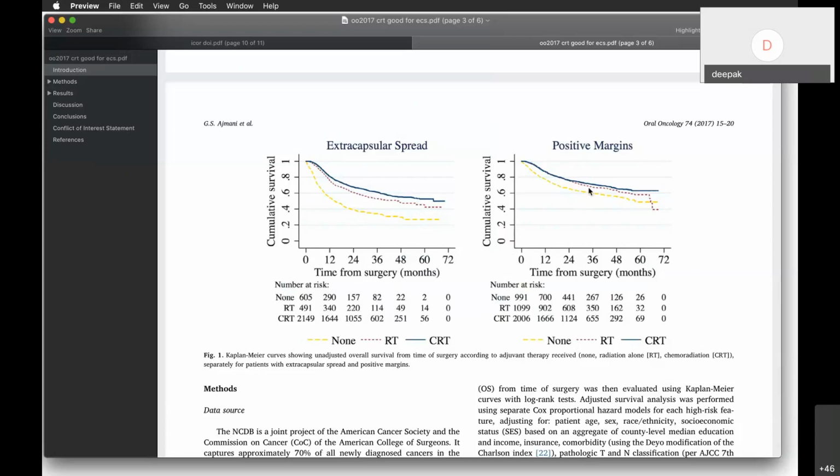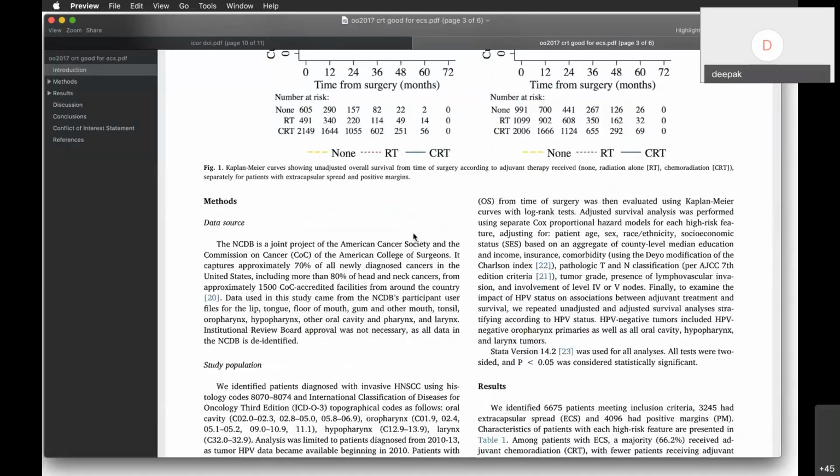However, the curve separation is not very clear in patients who have had positive margins. And this is what we're talking about for the overall group, especially with patients who've had oral cavity primary. You can see that there is not much difference between the straight line, that is CRT, and the dotted red line, which is radiotherapy. There is not much difference in survival with positive margins, and this was statistically significant. So from this graph straight away, we can make out that patients who have had chemoradiation, that is the straight line, do better than patients who had radiation and patients who have not had any such treatment.